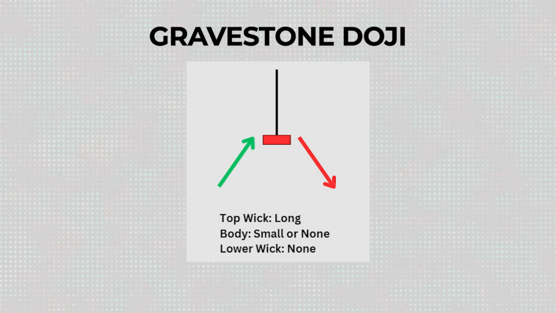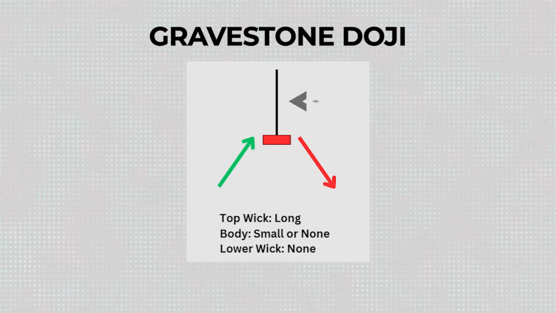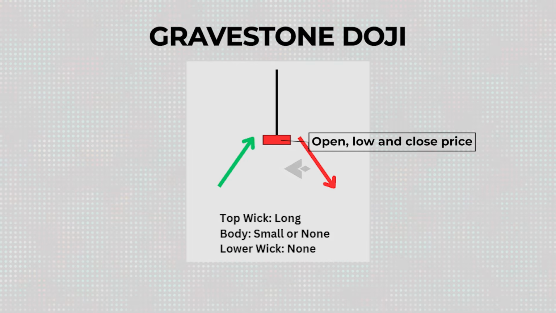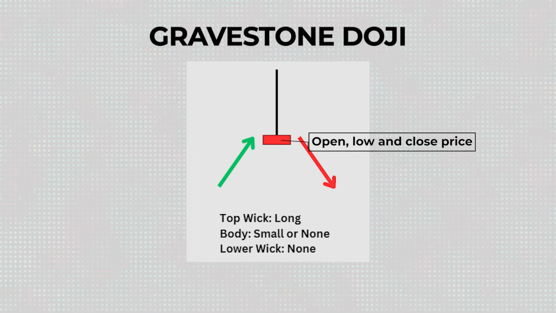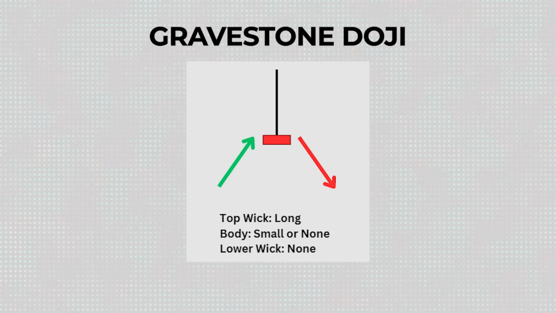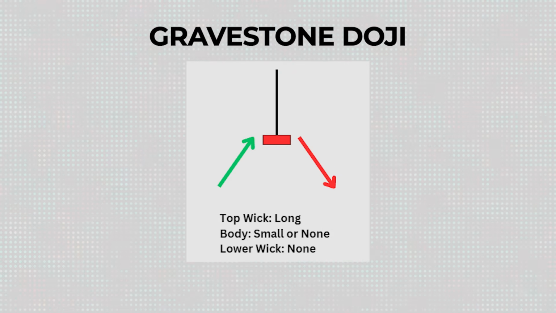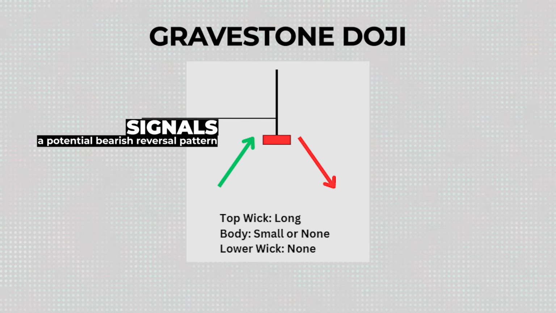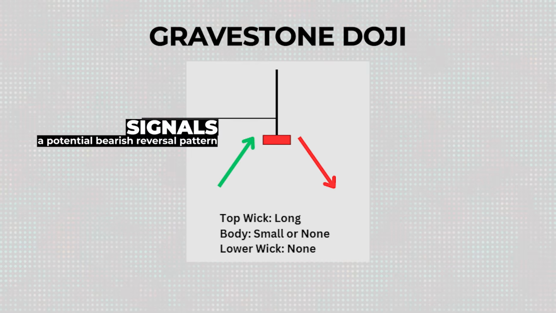Now, the Gravestone Doji is the counterpart to the Dragonfly. This pattern has a long upper wick and little to no lower wick. It forms when the open, low, and close prices are all near the low of the period, indicating that buyers drove the price up during the period, but sellers regained control and pushed it back down by the close. When this pattern appears in an uptrend, it often signals a potential bearish reversal.